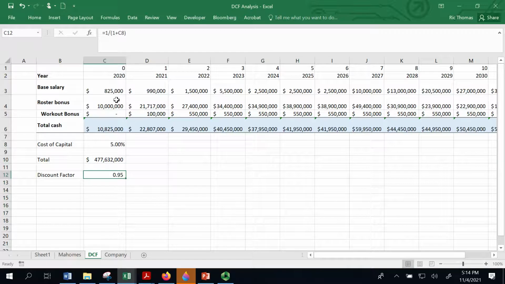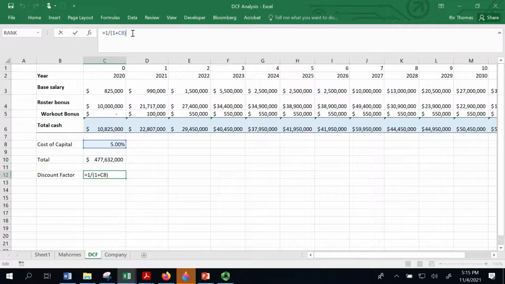But the problem is, this first payment, let's assume it's the year 2020. We signed this contract and we immediately give him this money. And that's kind of what happened. He got an immediate signing bonus of $10 million and got his money for $825. So this all happens right away. So really, we want this first discount factor to be 1.